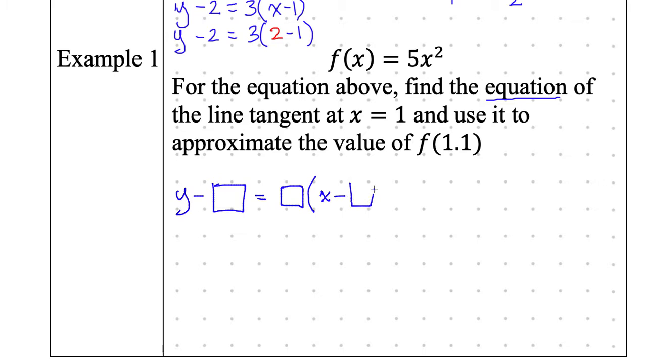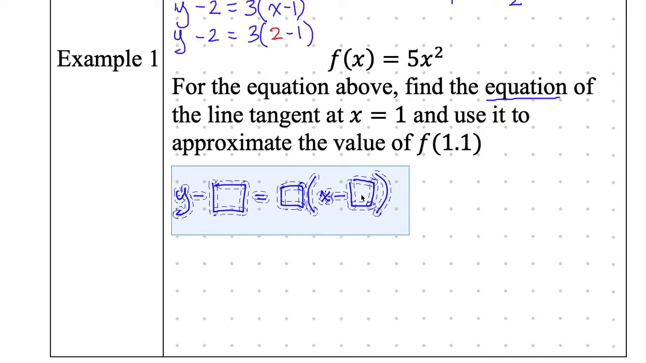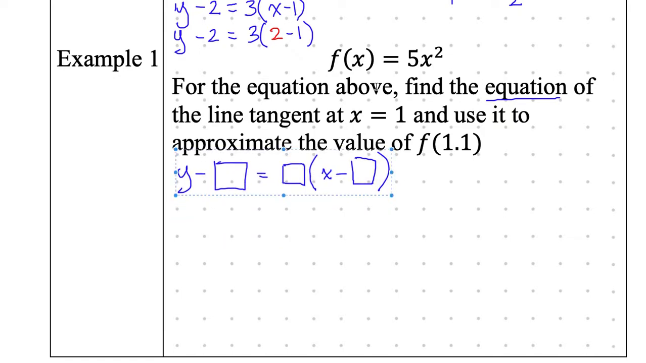There it is. So you're going to be doing this over and over on the homework too. I'll move this up so we can give ourselves some room. All right, so what do we know? What can we fill? We're trying to fill in these boxes first, and then after we fill in those boxes, we can plug in 1.1.